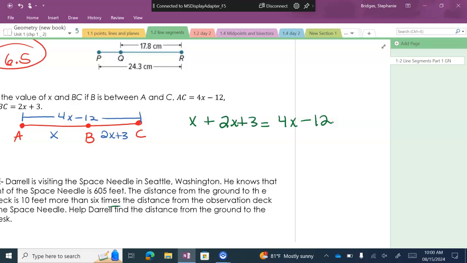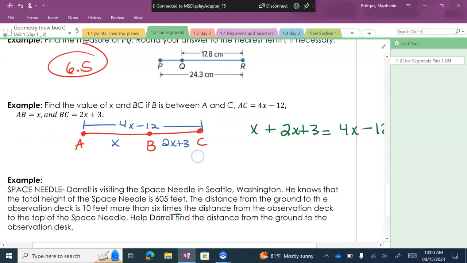That was my first question, right? This is where we have to be careful with geometry because a lot of times they're going to ask you multiple questions. It says find x, which we just did. What else does it ask me to find? BC. How do I figure out how long BC is?